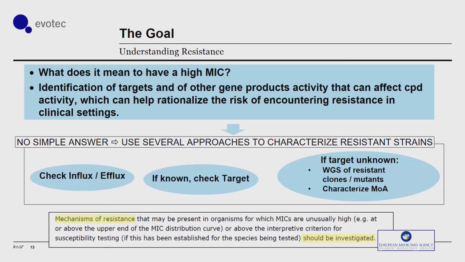Again, it's something that is required by the guidances, and I've quoted the guidance from the EMA. But there are no given experiments to really understand high MIC and understand the resistance. So the approaches that are usually performed are to check influx and efflux. If known, you check the target. And if you don't know the target, then I would suggest to sequence the resistant clones or the resistant mutants, and if everything else fails, to work on the mode of action.